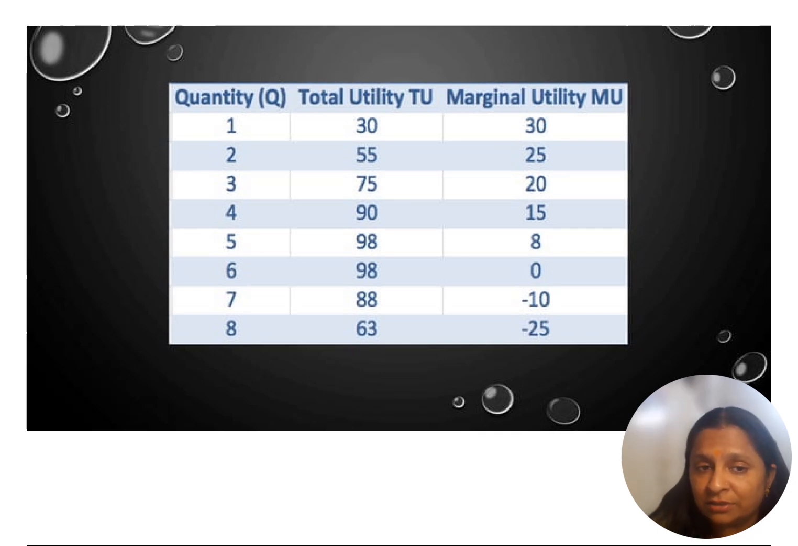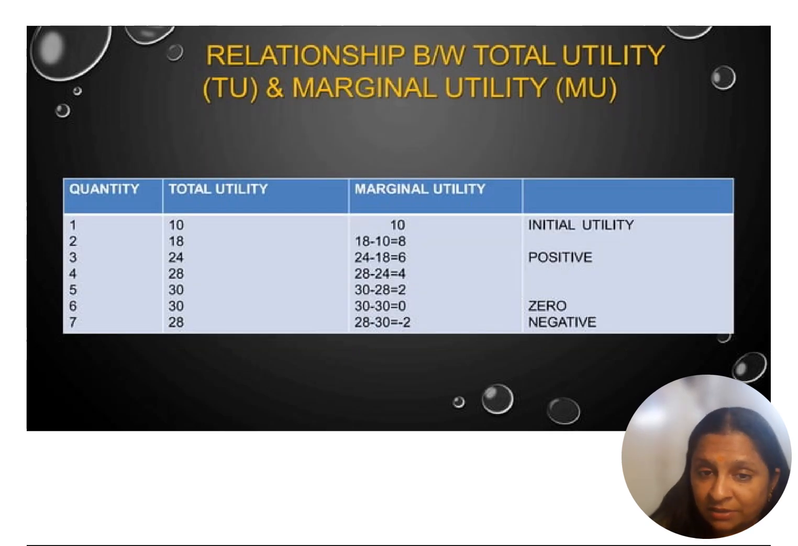Then the third gives 75. As you see in the table, my marginal utility is diminishing: first 30, then 25, 20, 15, 8, 0, and it even becomes negative. So total utility is always increasing, but marginal utility is diminishing, but their ratio is different. So we can say marginal utility always decreases at a diminishing rate. So we have three stages.